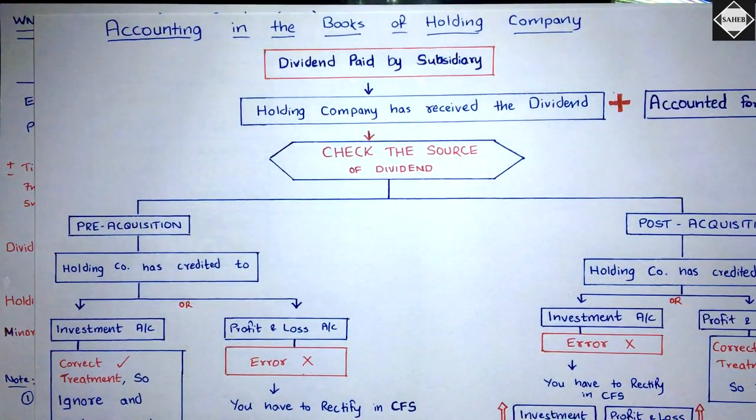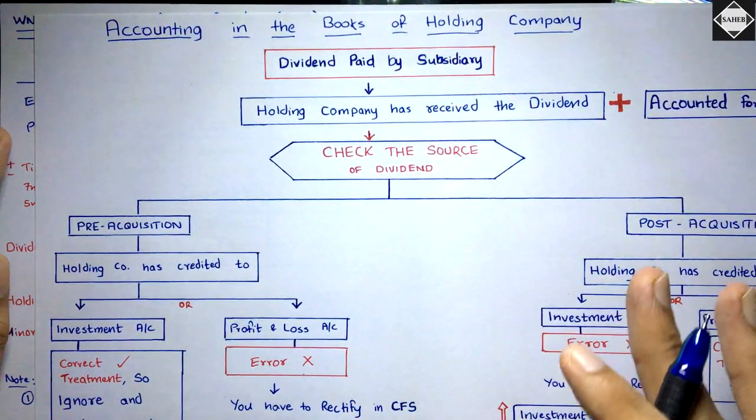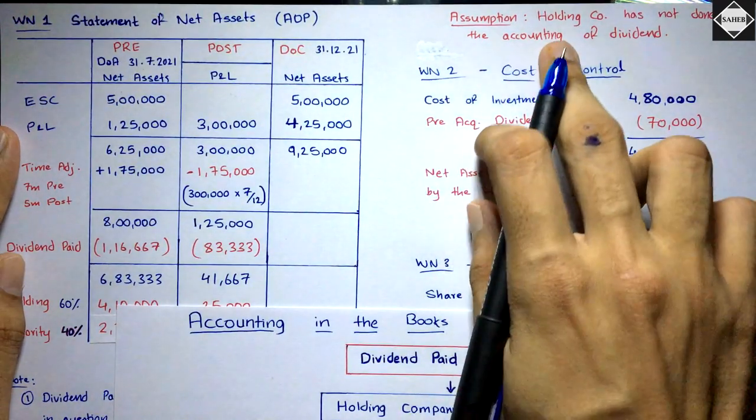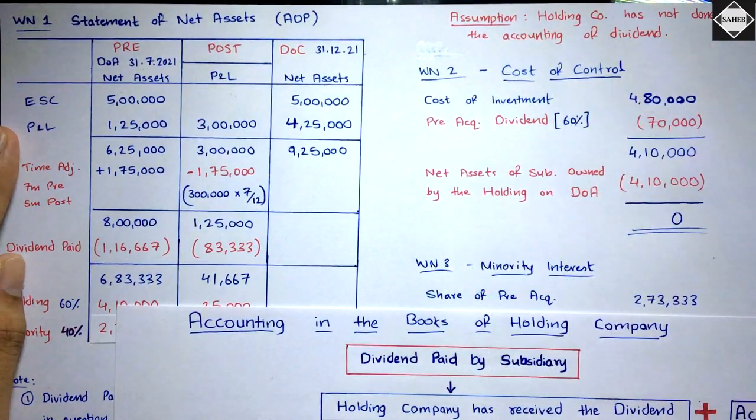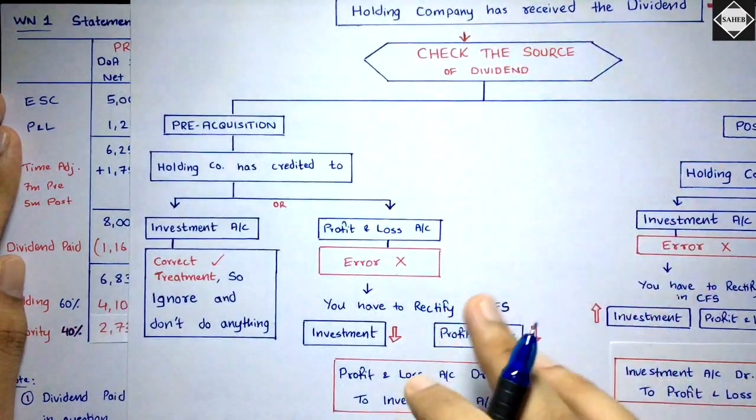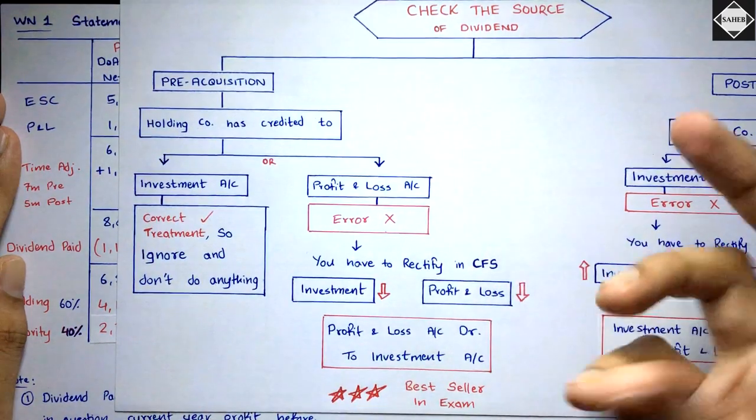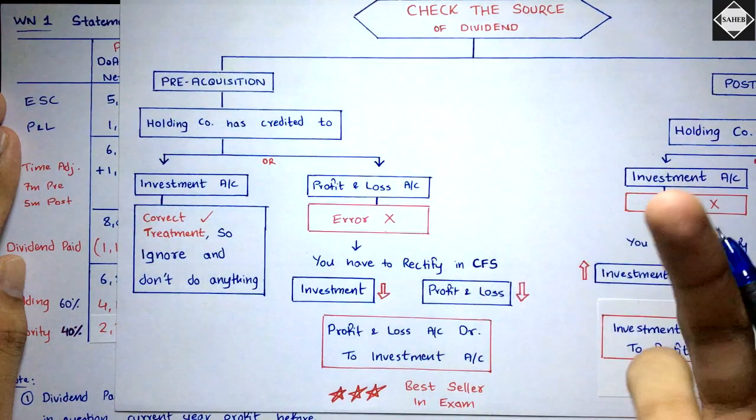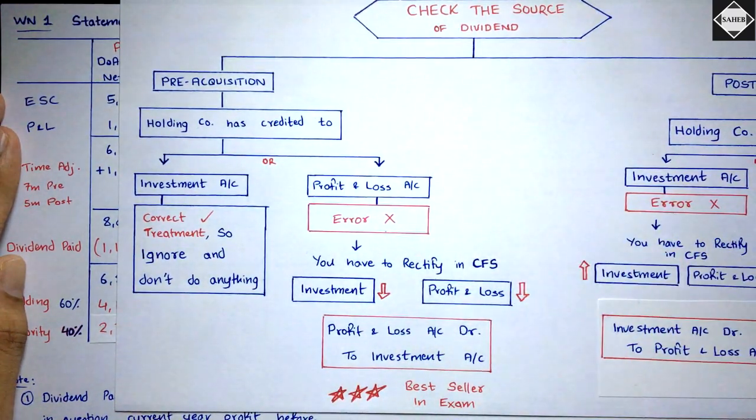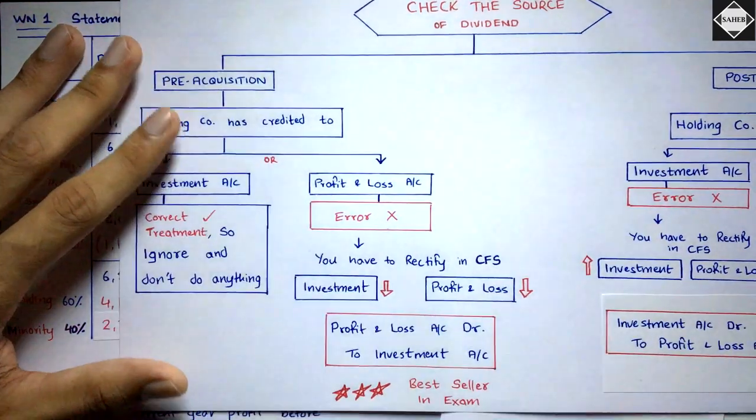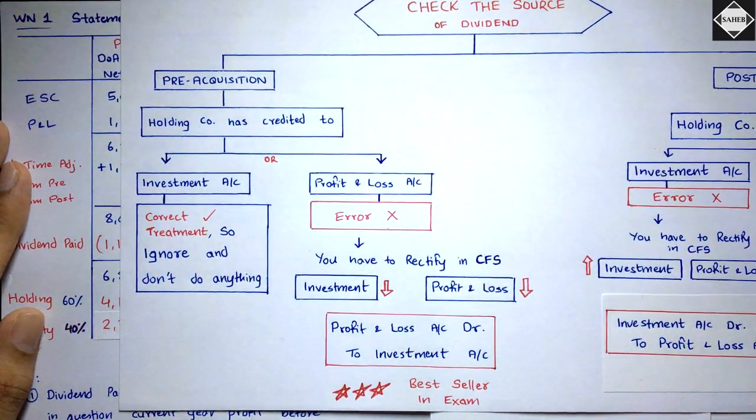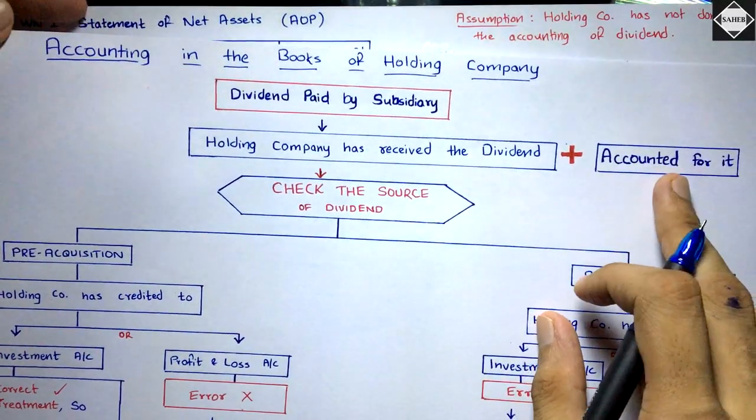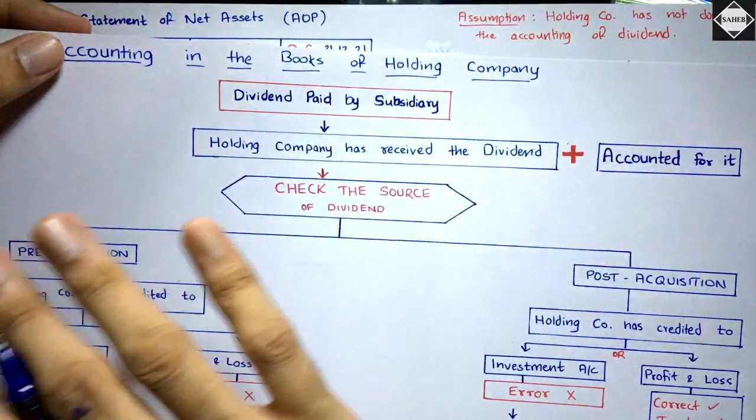So here the question was silent. In this illustration 5 the question was silent, and the assumption I have made is that nothing has been done in the holding company. Of course, in a full-fledged question, if the question is silent, you will not do that. You will assume that a wrong treatment has been done, and you will rectify it and give this effect. But here, to make you understand some things, I have made an assumption that the dividend is not accounted for. I'm saying this assumption is accounting has not been done.